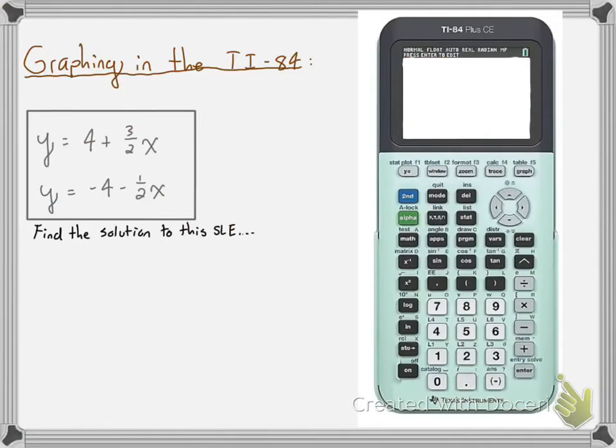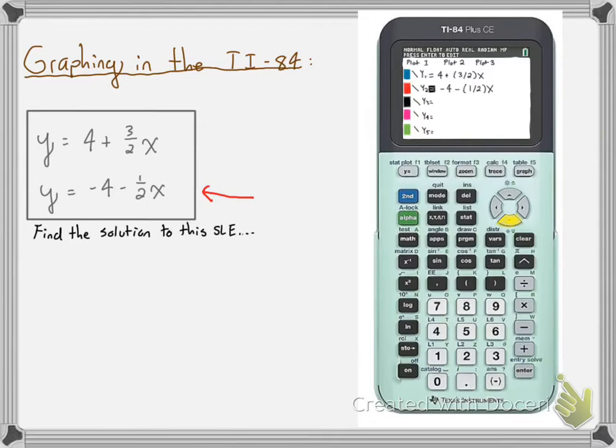So I have my calculator out, I'm going to turn it on. First thing I'm going to do to graph is press that y equals button in the top left corner, and that gets me to this screen. From here, I'm going to type in my first equation as I see it, 4 plus 3 over 2 x. Whenever I have a fraction, I usually just do parentheses, so 4 plus parentheses 3 divided by 2 parentheses x. And then to type in my second equation, I'm going to press the down arrow, and I can see that y2 is highlighted, and I'm going to type in my second equation.